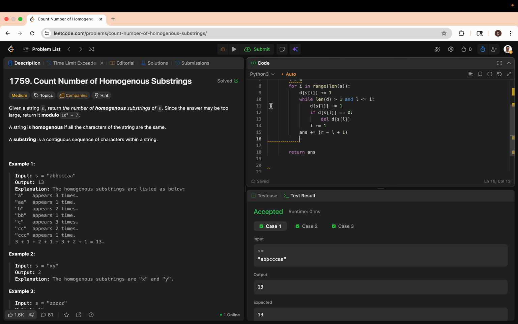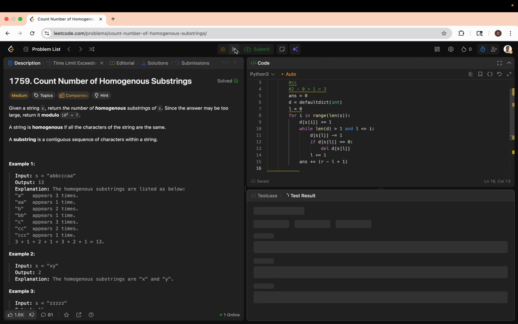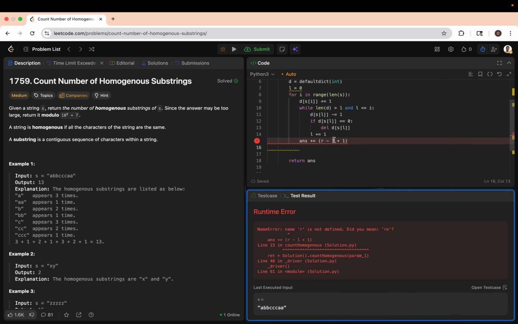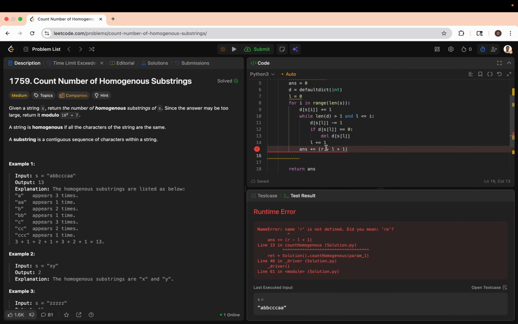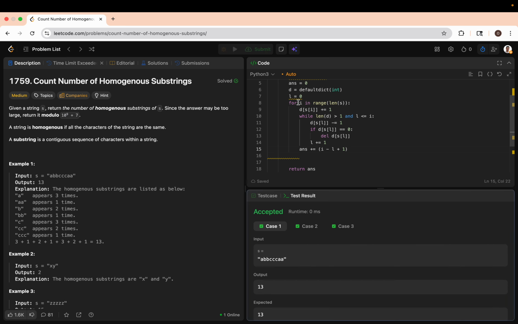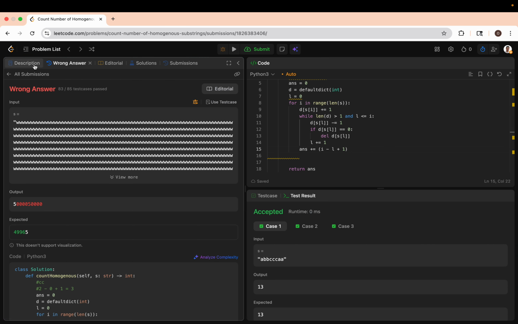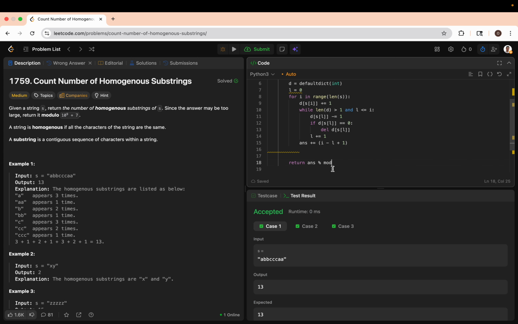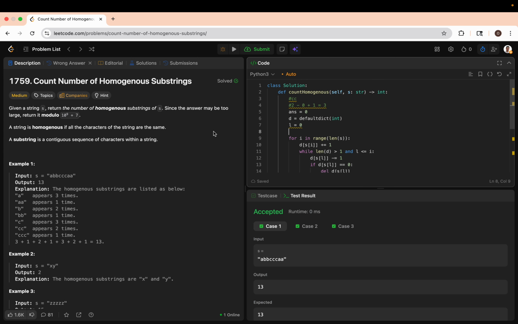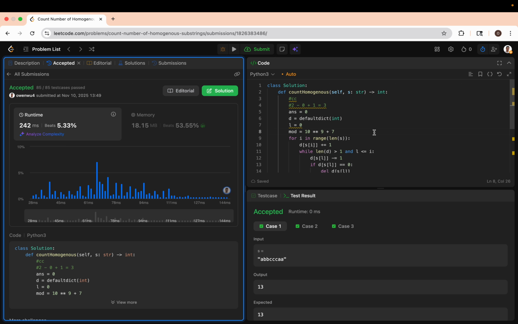So this is O of n instead of n squared, so it's a lot better. And let's run this. And looks like I called this I instead. So let's submit it. And there's a little problem because we're supposed to mod it. As it says right there, mod equals 10 to the power of 9 plus 7. So let's submit this. And there you go.